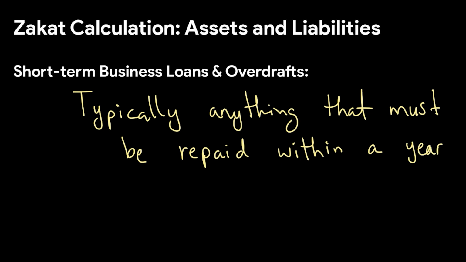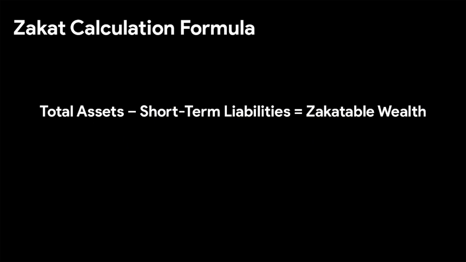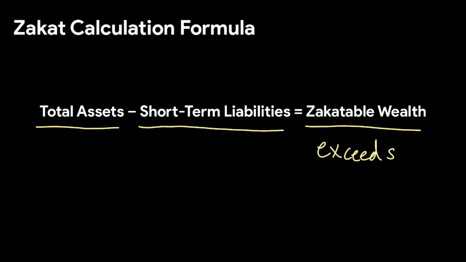So short-term business loans and overdraft amounts can be deducted from your zakat, but again, long-term business loans are treated like personal debt, and only the portion due within the next year can be deducted. So not anything more than a year, just short-term loans. So the zakat calculation formula is basically total assets minus your short-term liabilities, and you get the zakatable wealth. And if this amount exceeds Nisab, then you must pay zakat on 2.5% of it.